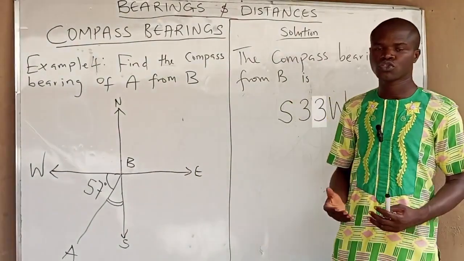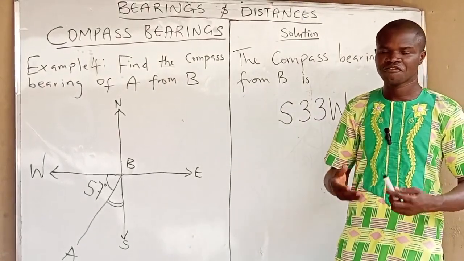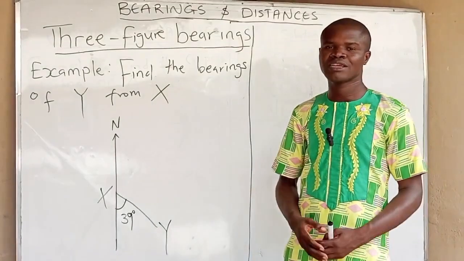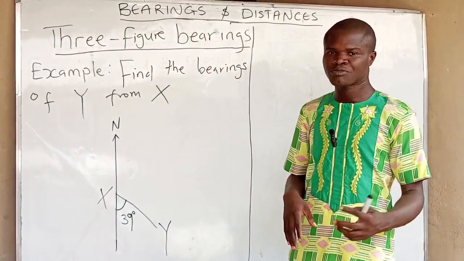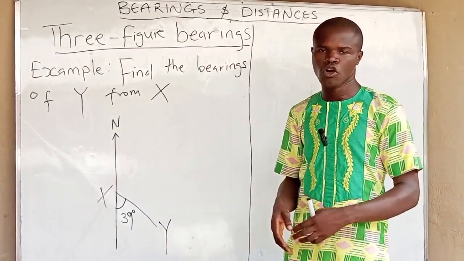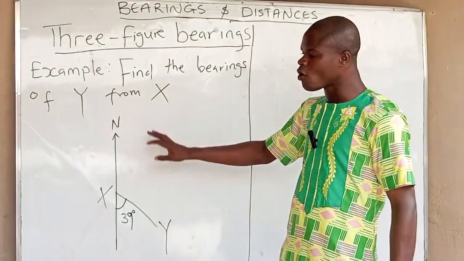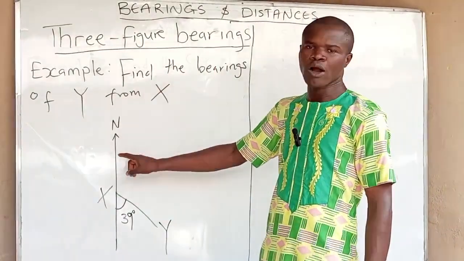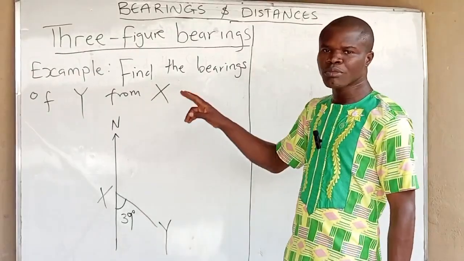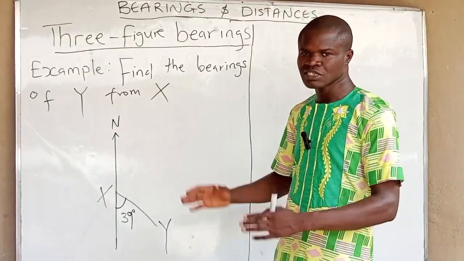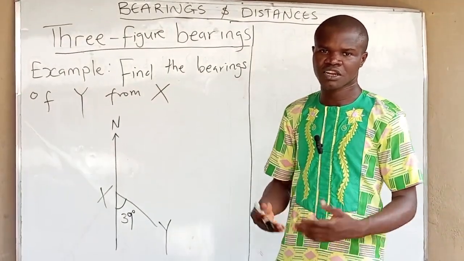So now the next thing I want to show you under this topic is 3-figure bearings, how to find 3-figure bearings. In 3-figure bearings, all measurement must start from the north, unlike in compass bearing, where you can start from the north or the south, depending on the location of the problem. But here, all problems must begin from the north, and we must take our measurement in a clockwise direction. That is this way. All answers must be left as 3 digits, 3 figures.